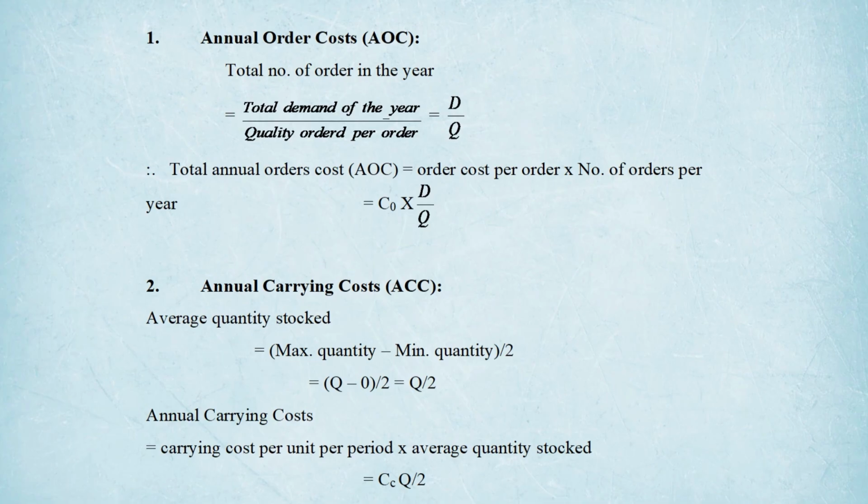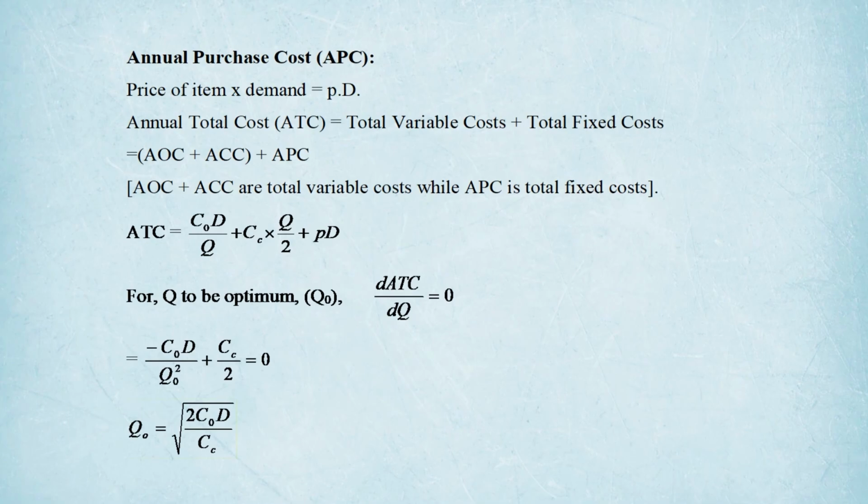Annual carrying cost, the inventory cost. The average stock quantity is the maximum quantity minus the minimum quantity divided by 2. This is the average we have taken, Q by 2. The annual carrying cost is equal to the carrying cost per unit per period into the average quantity, that is C into Q by 2. So you know the annual carrying cost and annual ordering cost. The annual purchase cost is the price of the item into demand, P and D.